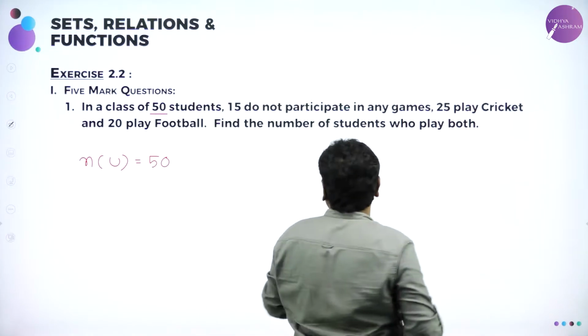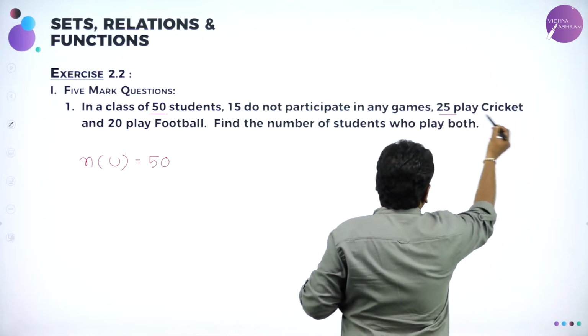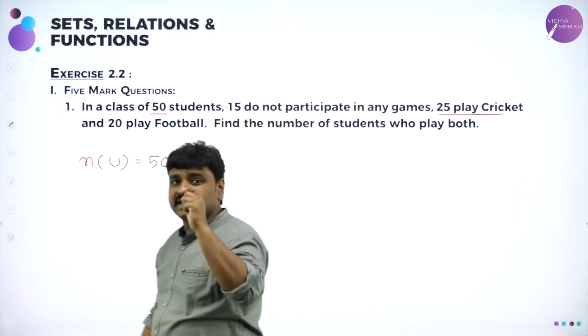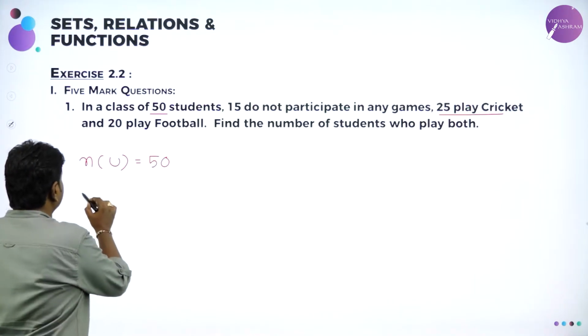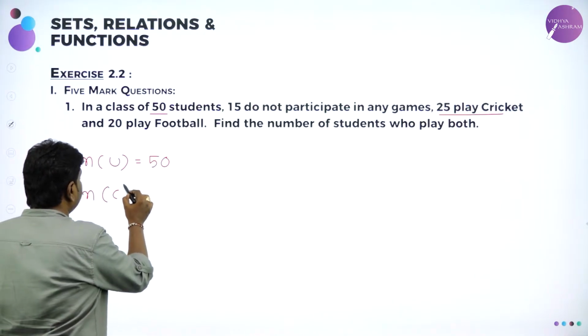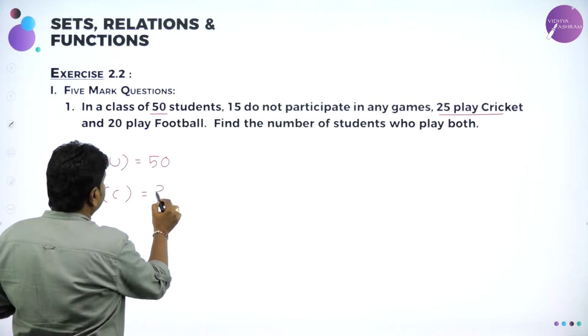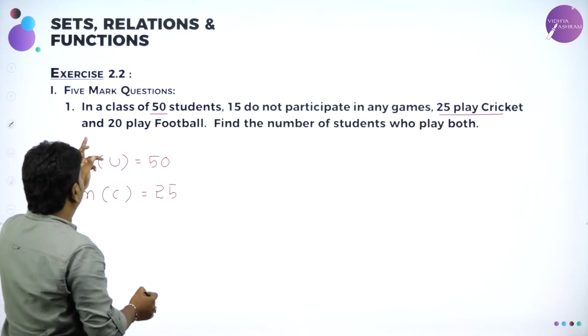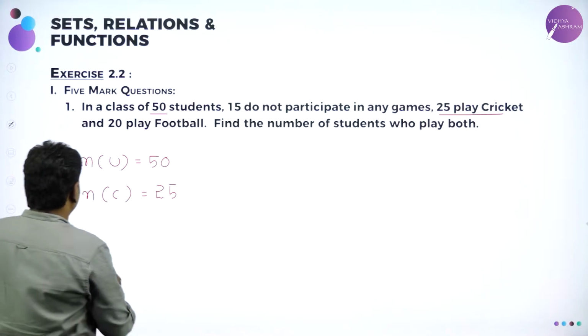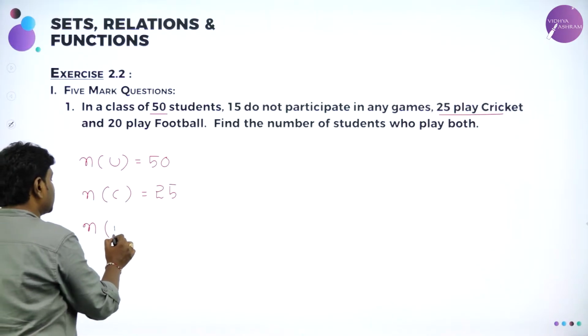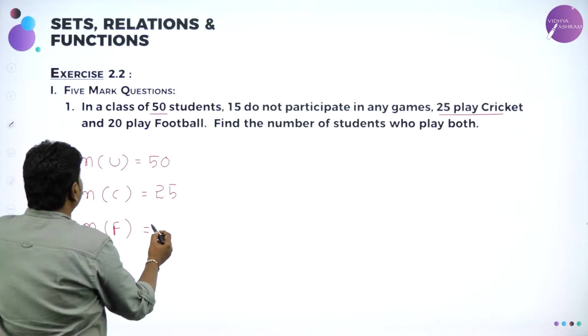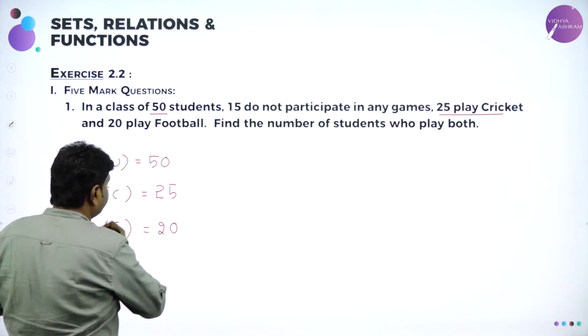25 play cricket. So I'll take set C as cricket. C be the set of students playing cricket. n of C is also given. What is n of C? 25. And further you read 20 play football. So I'll treat F be the set of students who play football. So I'll write n of F is 20.